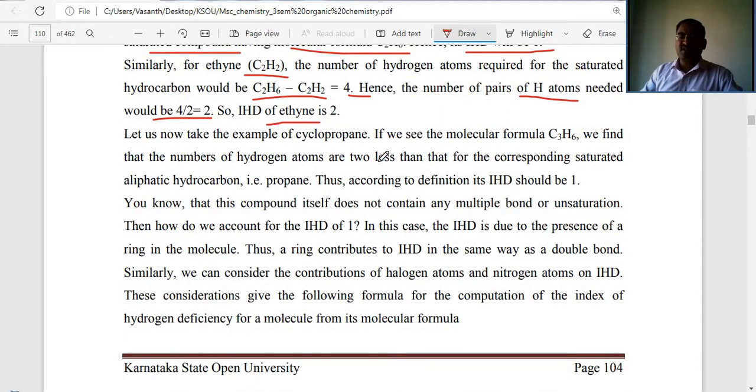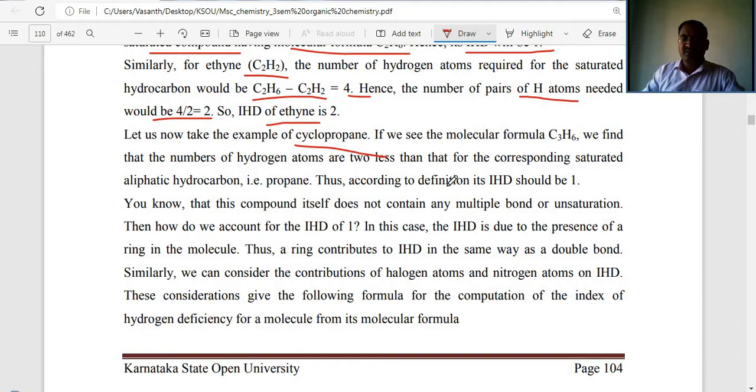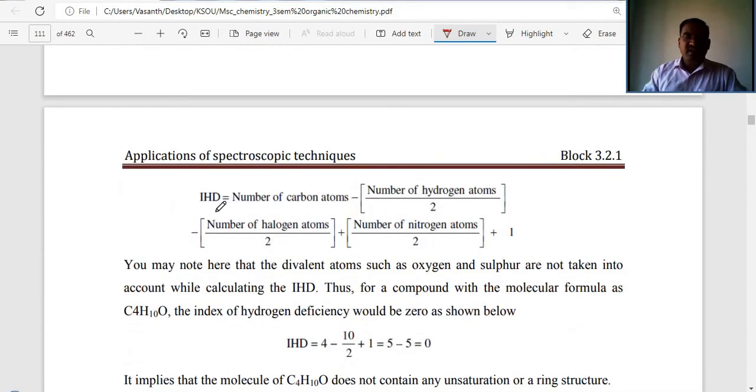Another example mentioned here is chloropropane, with formula C3H7Cl. We find the number of hydrogen atoms are less than the corresponding saturated aliphatic hydrocarbon like propane. Thus, according to the definition, its index of hydrogen deficiency will be 1. Here, index of hydrogen deficiency is equal to the number of carbon atoms minus the number of hydrogen atoms by 2, minus the number of halogen atoms by 2, plus the number of nitrogen atoms, plus 1.